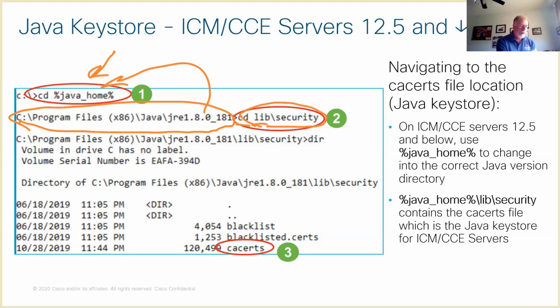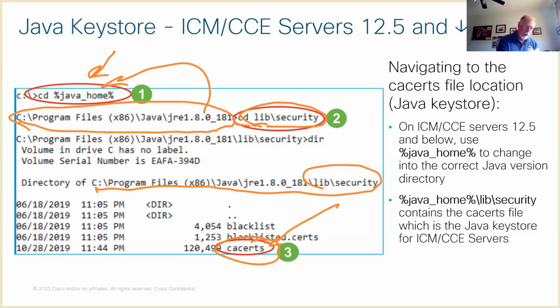The reason we did that is in this whole path for 12.5 and below, the lib security folder is where we found this file called CA certs. And that CA certs file is the Java Keystore for all of your ICM servers. And we used utilities like the keytool utility, which I believe we'll show you here in a second, to go out there and administer and manage that security Java Keystore overall.